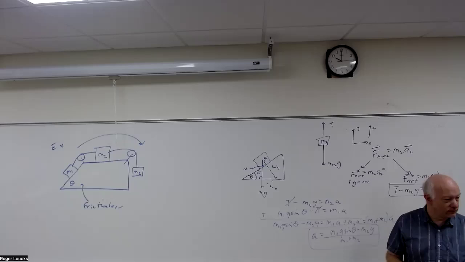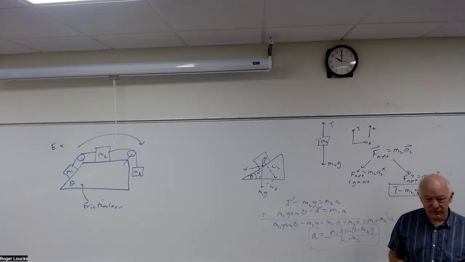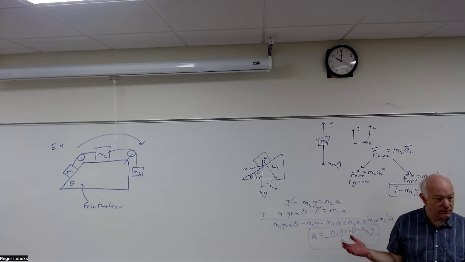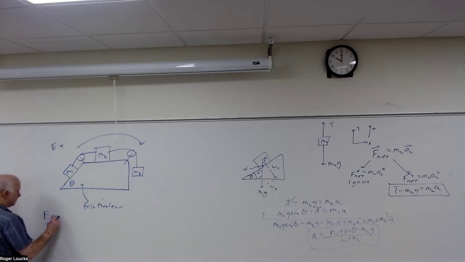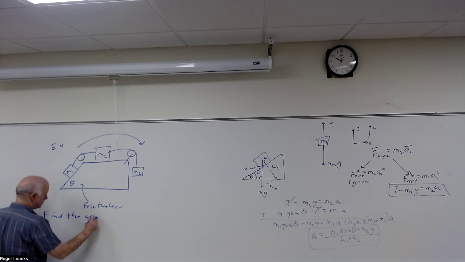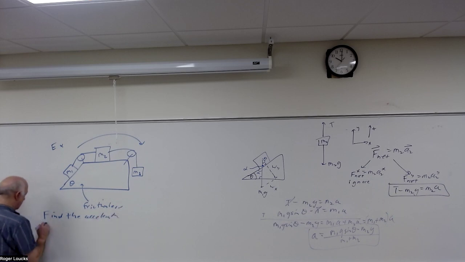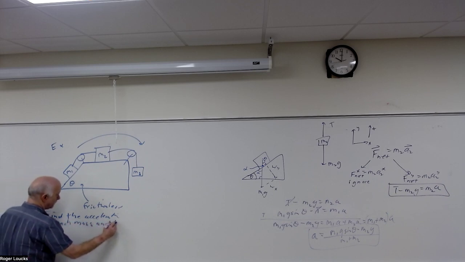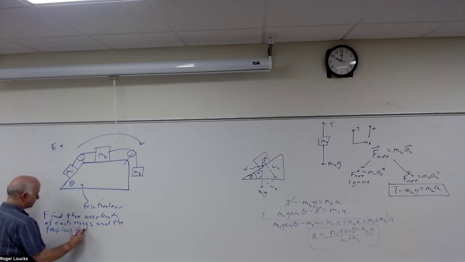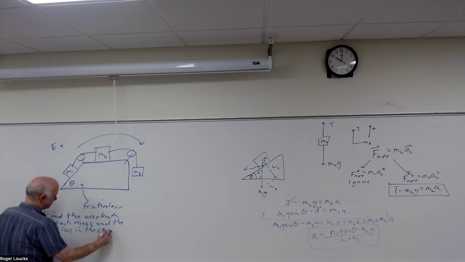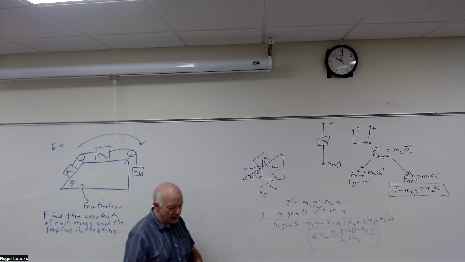Okay, what are we going to find in this case? Find the acceleration of all the objects and the tensions in the rope. So find the acceleration of each mass and the tensions in the string. Okay, you tell me exactly how we're going to do this.